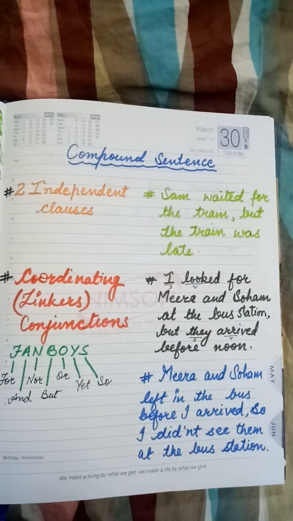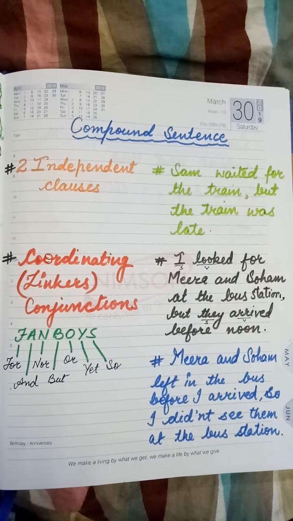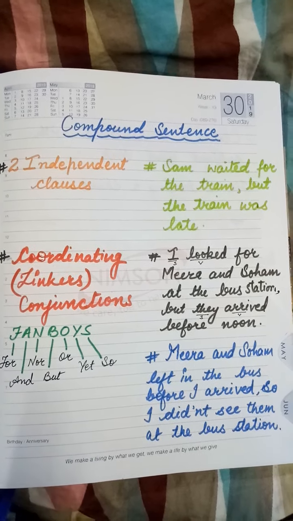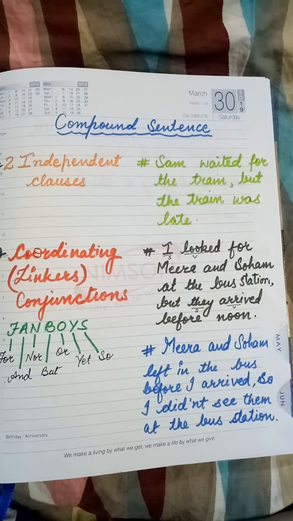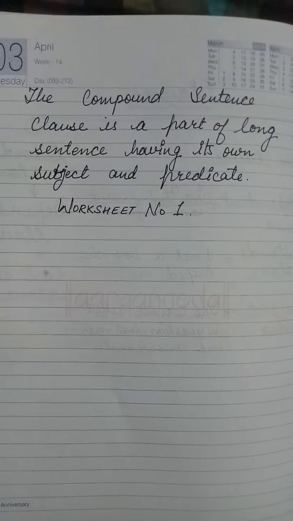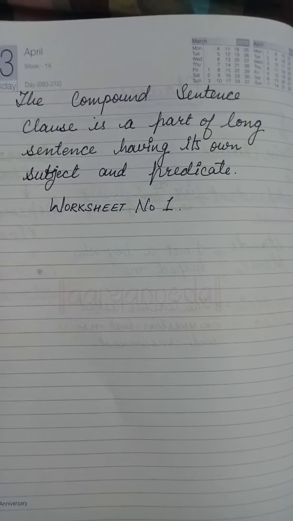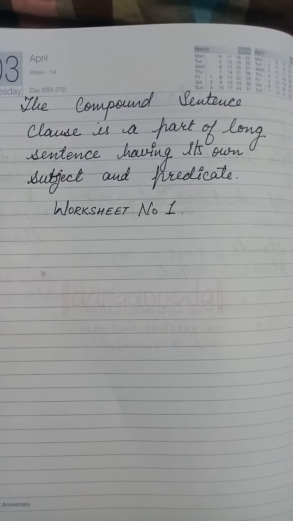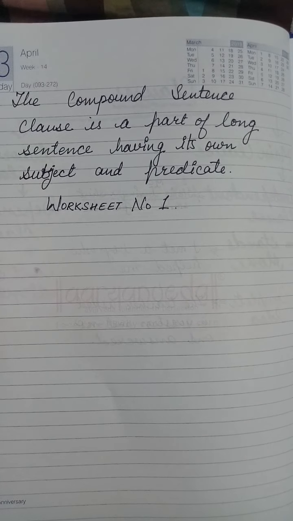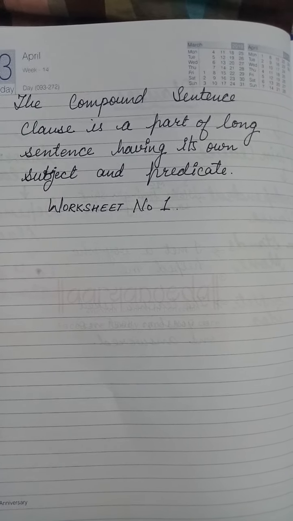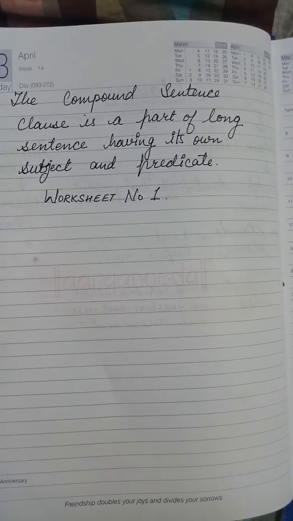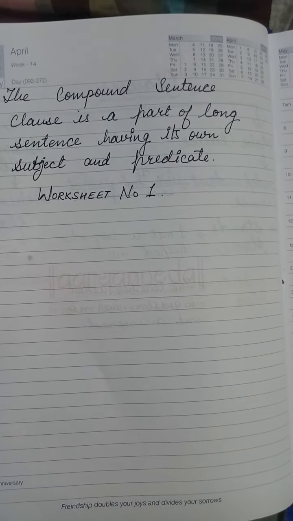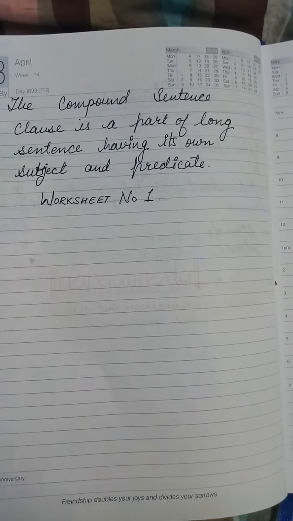Okay, so in this way we can identify simple sentences as well as compound sentences. So in a compound sentence, the clause is a part of a long sentence having its own subject and predicate. On the basis of this video, try to do worksheet 1 of your practice book.